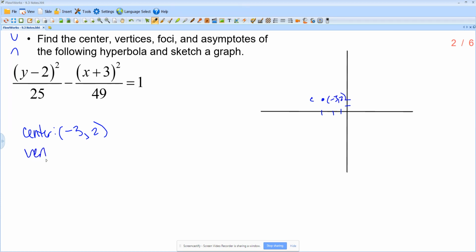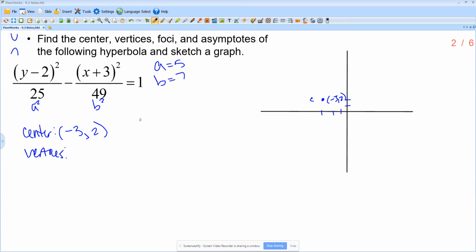Next, I need my vertices. To get my vertices, I need to know what a is. Again, this is a squared, no matter what. In this case, it's underneath y. A squared and b squared for a hyperbola, though, they're not moving. The numerator's moving. So a equals 5, b equals 7.